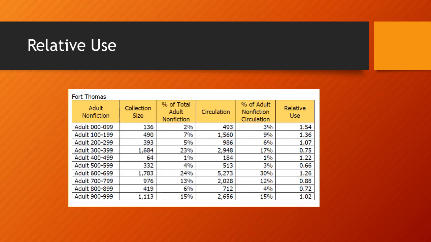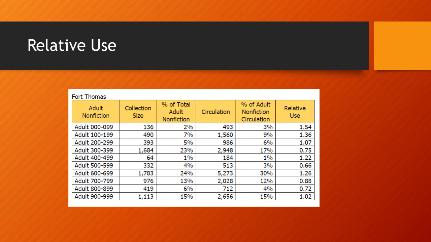So here is a relative use table from the assessment. This is looking at our Fort Thomas branch's adult nonfiction collection. And it's broken down into each of the 10 major areas of Dewey nonfiction. And you can see right at the top, the adult zeros have a relative use number of 1.54. So it's a number higher than one, and it indicates a need for more materials. We can also look at the percentages of the total collection and of the circulation. We see that the zeros make up 2% of Fort Thomas's adult nonfiction, but it makes up 3% of the circulation. So again, using those two things hand in hand shows us that we could use more materials in that section.